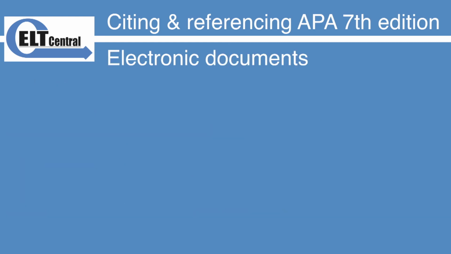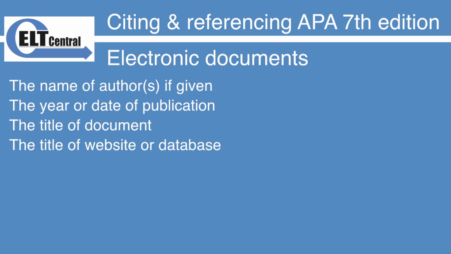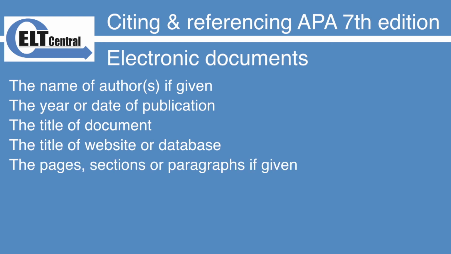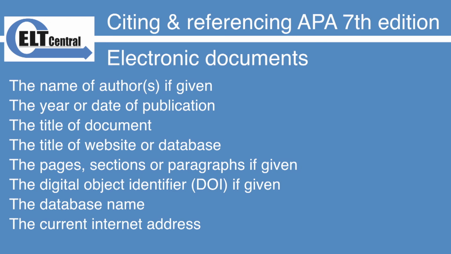Right, electronic documents. So essentially what we're looking at here is documents from the web. What we need to see is the name of the author or authors, if they're given, the year or date of publication, or the date the site was created or updated, again, if it's there, the title of the document. The title of the document is in italics, then the title of the website or database, the pages, sections or paragraphs, the digital object identifier if given, the database name, and the current internet address, again, if appropriate.